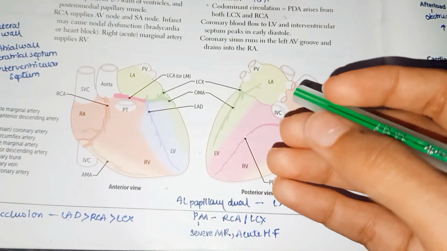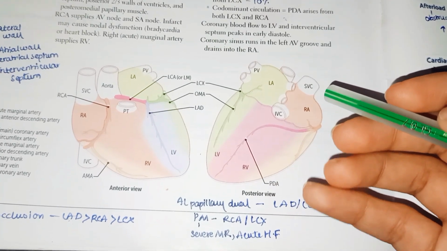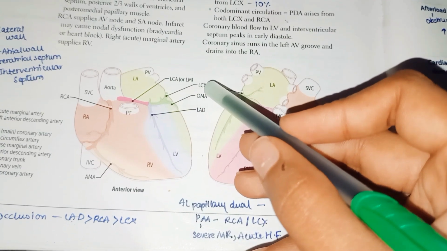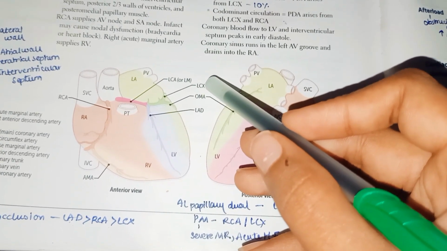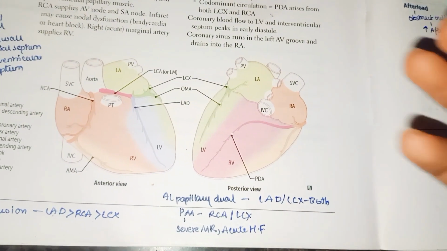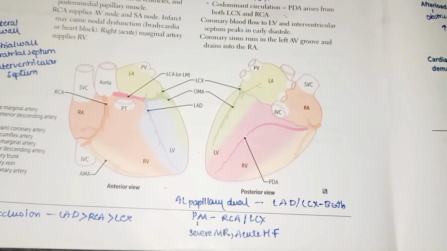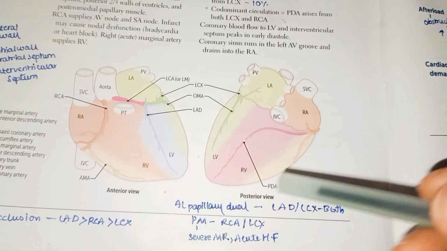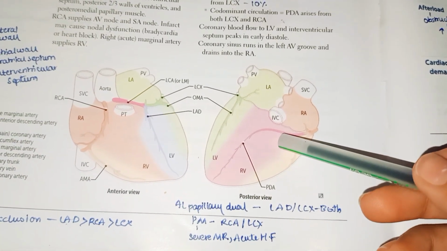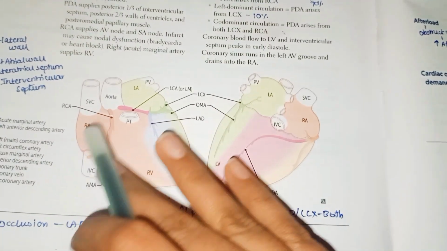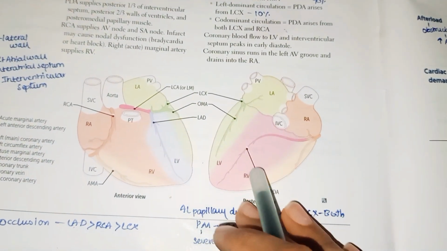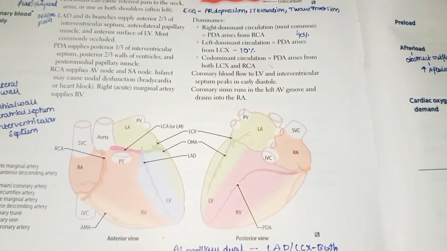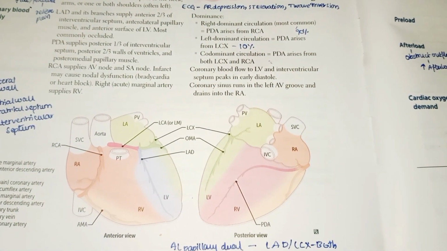There is also sometimes co-dominant circulation, that is, the PDA is arising from both the left circumflex artery and also the right coronary artery. Then this is called co-dominant circulation. And one more thing, the coronary blood flow to the left ventricle and interventricular septum peaks in early diastole. This is a very important statement. In the diastole, there will be more blood flow to the heart.